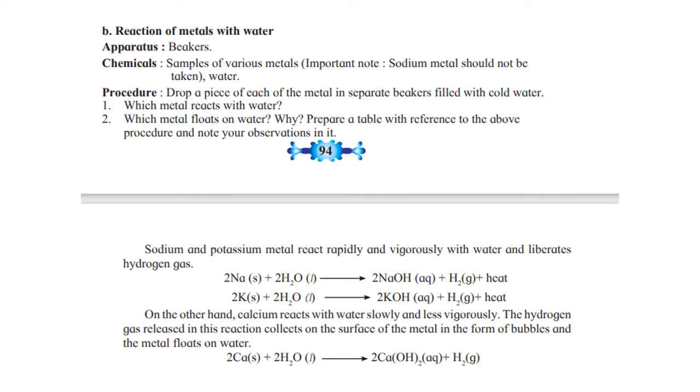On the other hand, calcium reacts with water slowly and less vigorously. The hydrogen gas released in this reaction collects on the surface of the metal in the form of bubbles and the metal starts floating on water. So calcium reacts with water to form calcium hydroxide plus hydrogen gas.